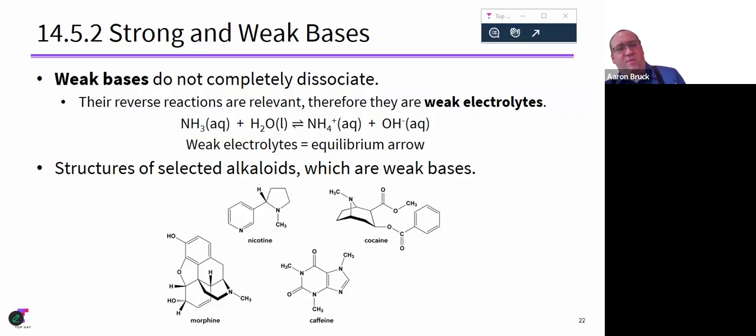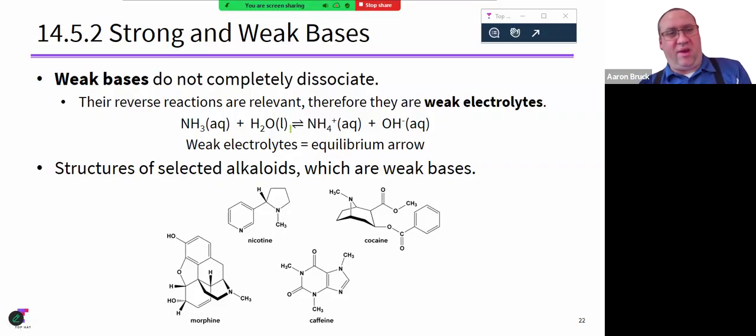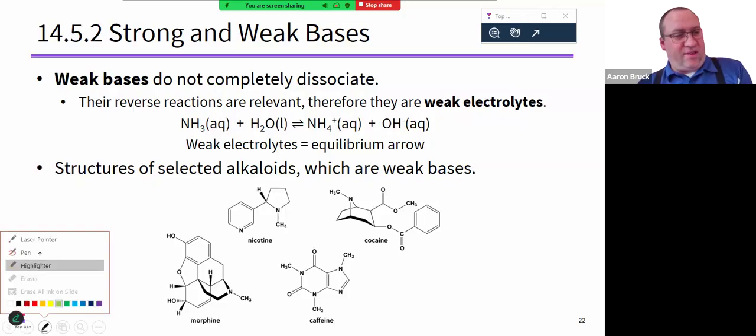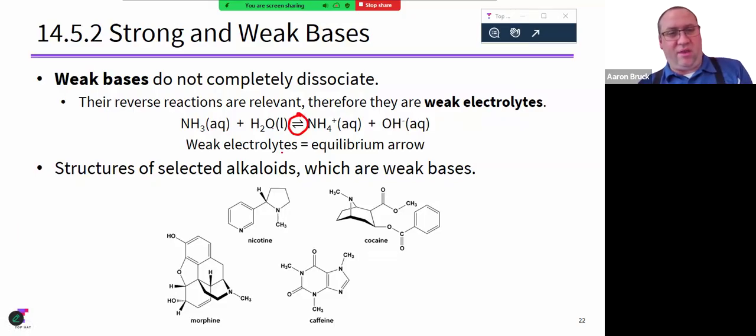Just like with weak acids, weak bases do not dissociate either. They are in reversible reactions that generate weak electrolytes. And again, the key attribute that we would look at in the chemical equation itself is the fact that we've got this reversible arrow here. The equilibrium arrow tells us that we're dealing with a weak base instead of a strong base.